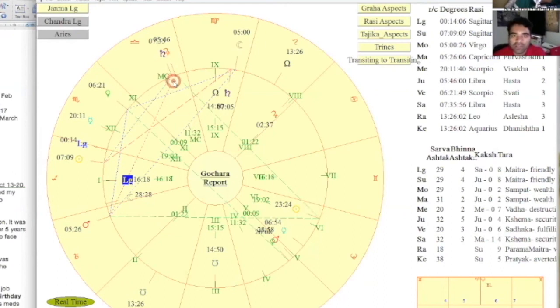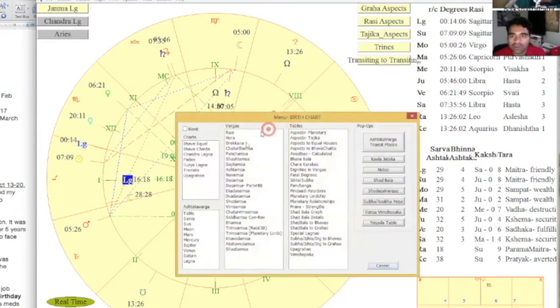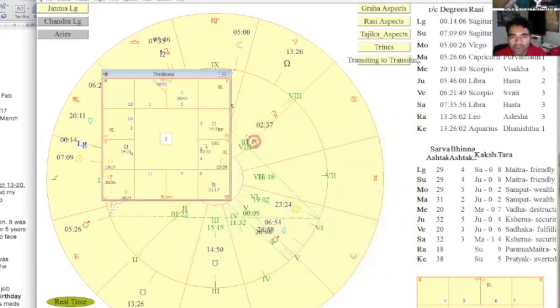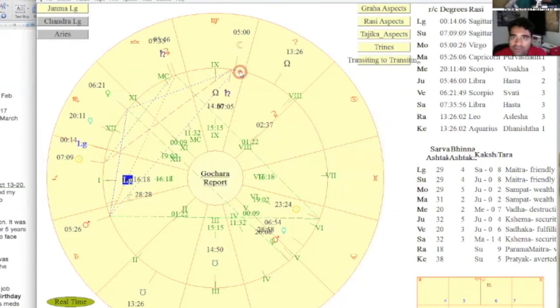Saturn is trining the Sun, and if you see the Drekana, Saturn doesn't rule anything significant, but the third cusp is ruled by the Moon. And you see Moon to Mars. Oh yeah, this is one.